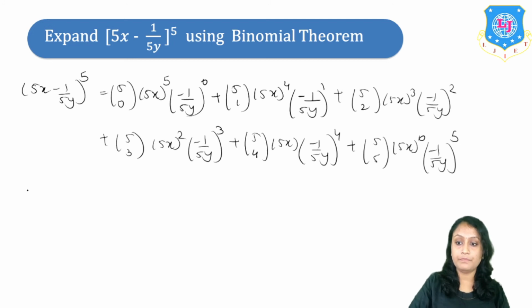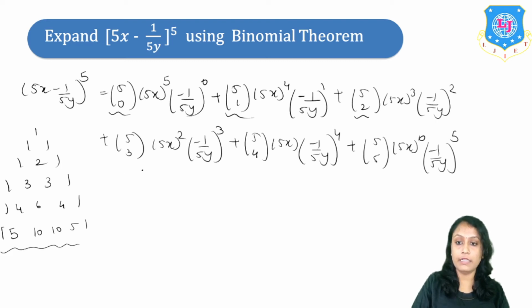Now we know the Pascal triangle. So this is 1 1, 1 2 1, here 1 3 3 1, then 1 4 6 4 1, and here 1 5 10 10 5 1. So this is for n equal to 5. So in place of these terms, we'll write the answers 1, 5, 10, 10, 5 and 1.